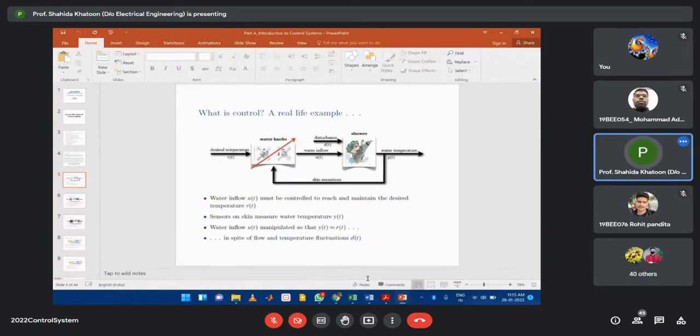So a real life problem is that water inflows, then the desired temperature is fed to the water knob, and the sensor on the skin measures the water temperature. Then the water inflow is fed to the shower, and water temperature is measured. According to the skin sensation, the water knob is moved in a clockwise or anti-clockwise direction. So this is a very relevant example of a control system: the geyser in your bathroom, which gives you the water for a bath.